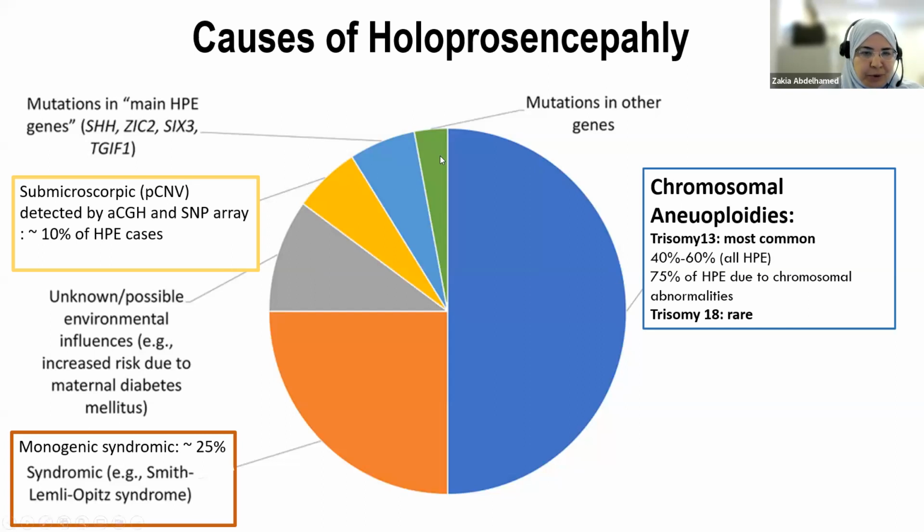And what is more interesting to us today is the monogenic causes of holoprosencephaly. There are four genes that are most commonly mutated in patients with holoprosencephaly: sonic hedgehog, ZIC2, SIX3, and TGIF1. And there are other genes that have been discovered, and I will go through all of them today. But they are rarely detected as mutated, but they are there.